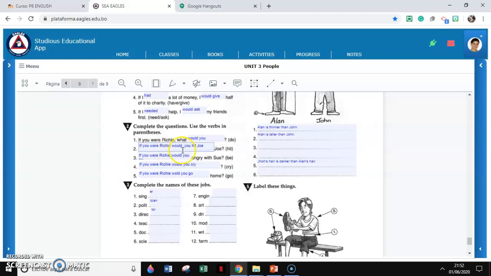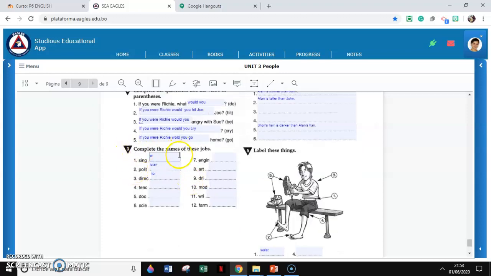If you were Richie, would you hit Joe? If you were Richie, would you be angry with Sue? Sorry. Here is the verb. Number 4, if you were Richie, would you cry? If you were Richie, would you go home? Would you stay there? Would you talk to Sue? What would you do if you were Richie? Right?